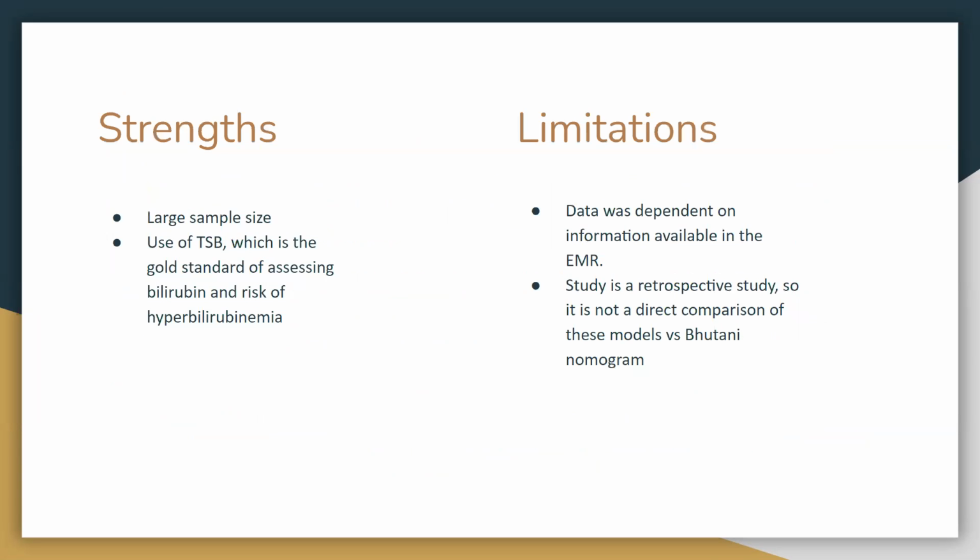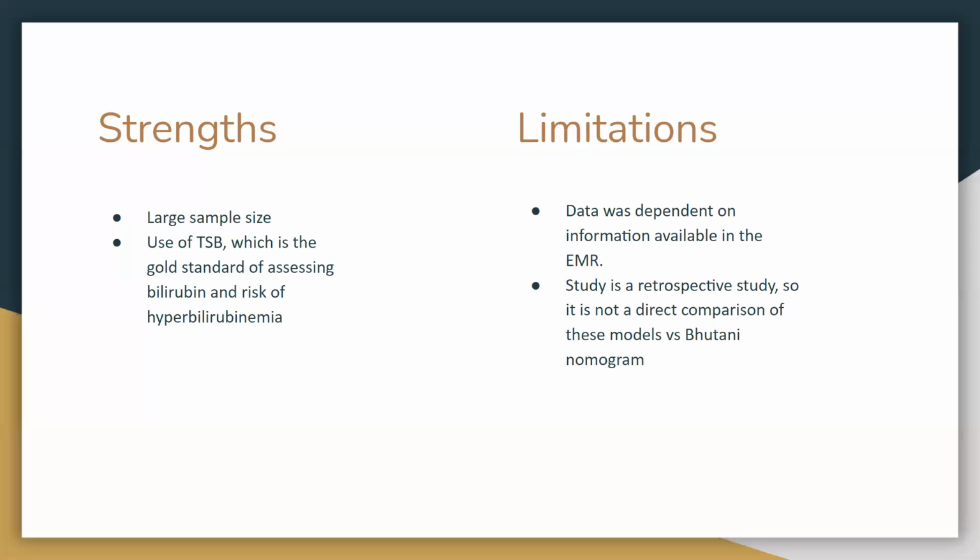So what are strengths of this study? A strength of this study is the incredibly large sample size. There were, I think, like we said, almost 150,000 participants who were enrolled in this study, which a lot of times I feel like you don't see numbers like that in these initial studies. Other strengths, I like that they use the total serum bili instead of the transcutaneous bili, because that is the gold standard of assessing bilirubin. We look at kids who are in the newborn nursery and turning yellow.